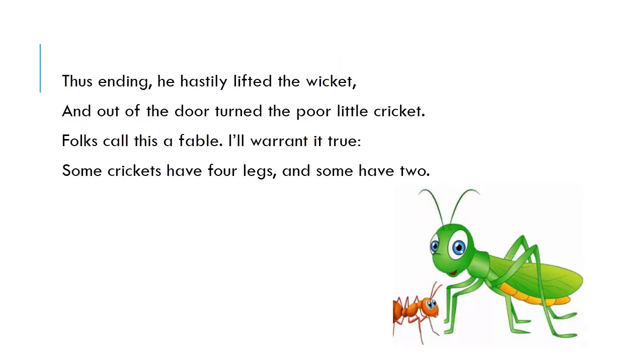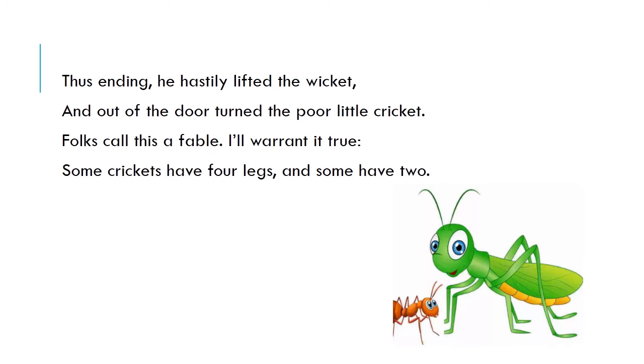Thus ending, he hastily lifted the wicket and out of the door turned the poor little cricket. Folks call this a fable. I will warrant it true. Some crickets have 4 legs and some have 2. So what did the ant do? Thus telling the cricket to dance away the winter, he hastily, with speed, lifted the wicket. He opened the door and turned the poor little cricket out. He opened the lock of the door and asked the poor little cricket to go away.